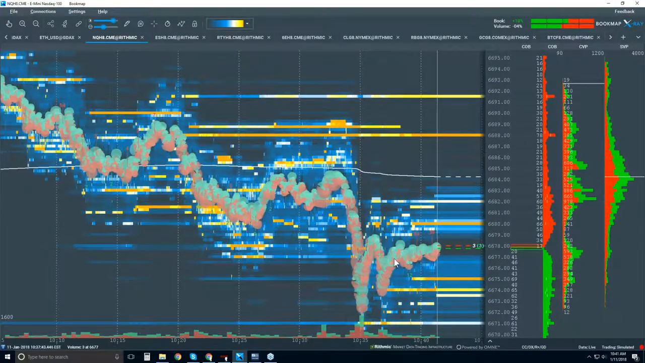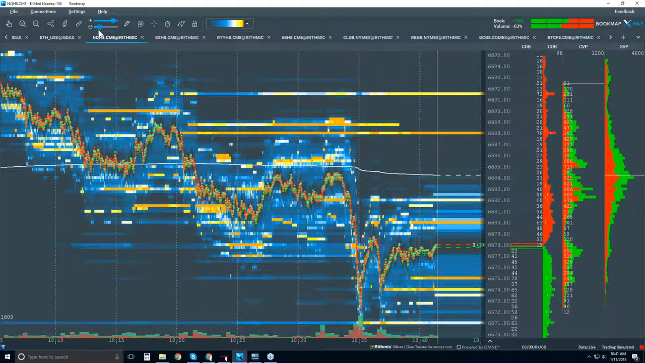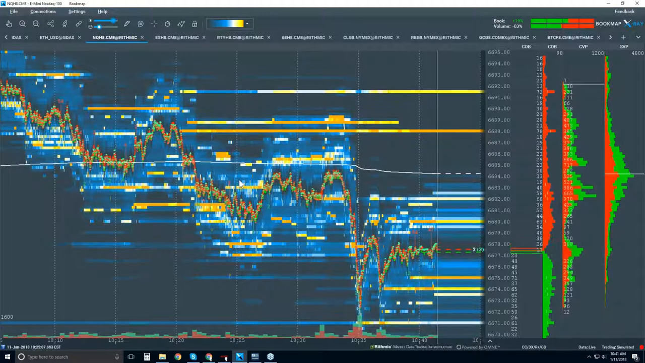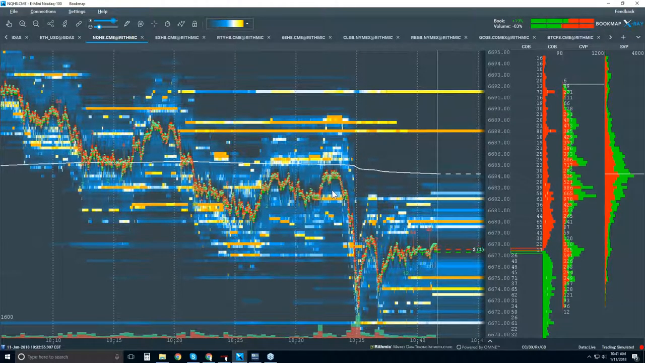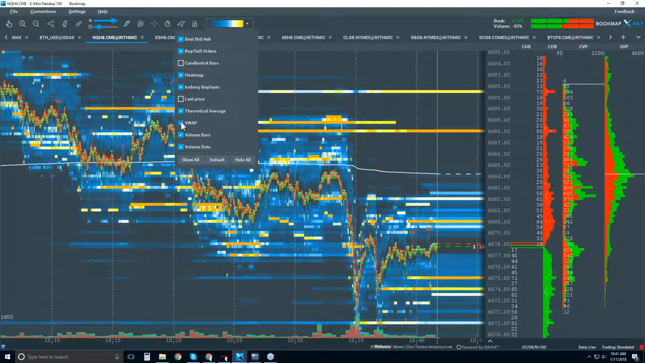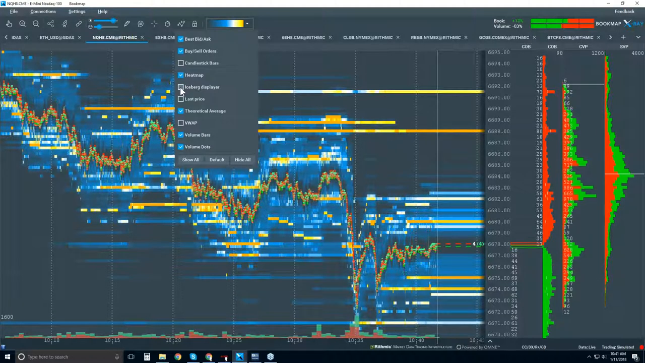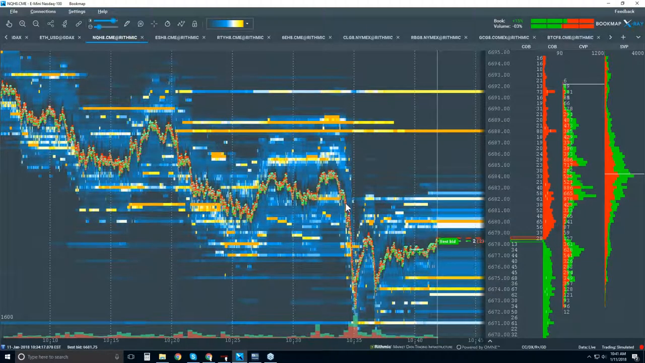All right, so let's go through the basics here. What are we looking at here in Bookmap? It looks like a very foreign chart to a lot of us, not familiar with what we're looking at. It's actually pretty straightforward data. There's only three elements on this chart. Let me take off some of the add-on indicators for a moment, and then we'll go through this.